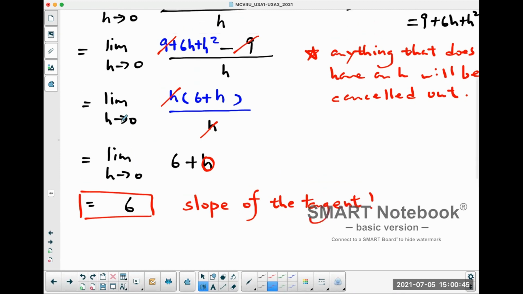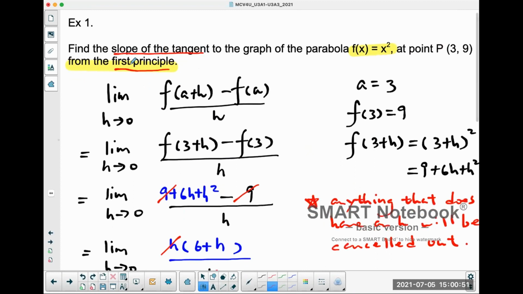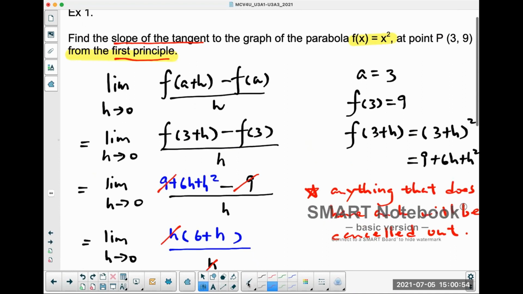And this is what we call first principles. You're asked to find the slope of the tangent from first principles. That means you must use this formula and go through it algebraically, not by estimation.